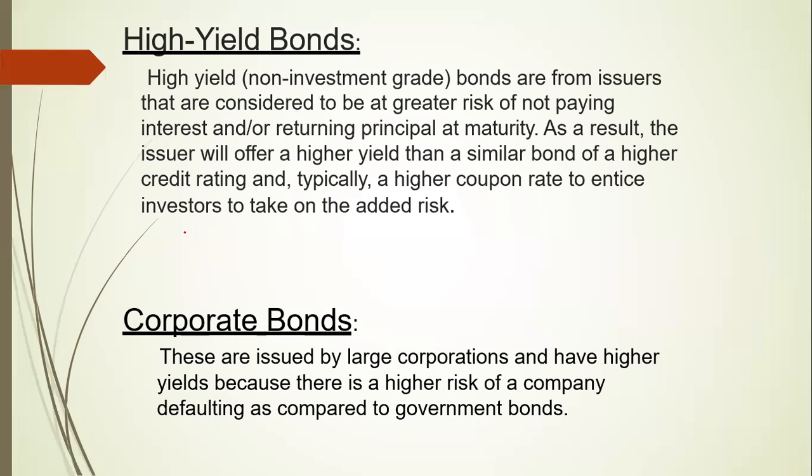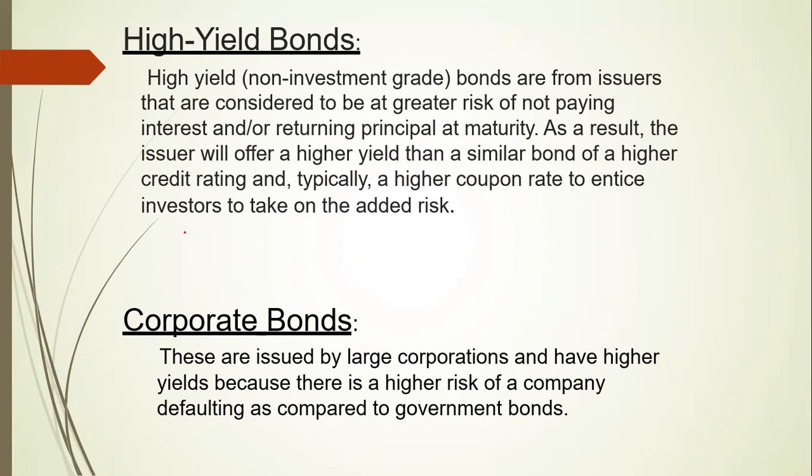Next is high yield bond. These are non-investment grade. High yield bonds are issued by issuers that are considered to be at great risk of not paying interest and or returning principal at maturity. As a result, the issuer will offer a higher yield than a similar bond of a higher credit rating, and typically a higher coupon rate, to entice investors to take on the added risk. So these are companies that do not have a good credit rating. To attract investors, they offer a high rate of return with the added risk.